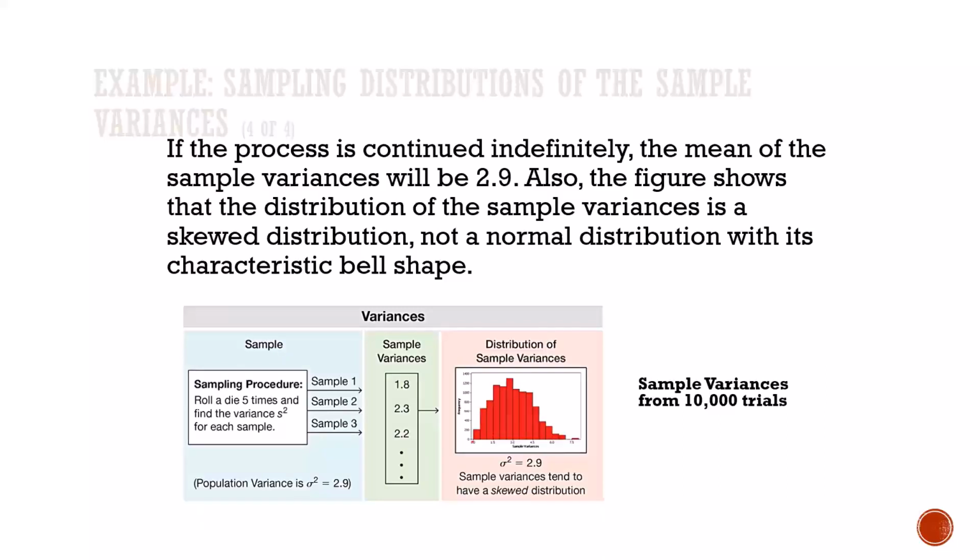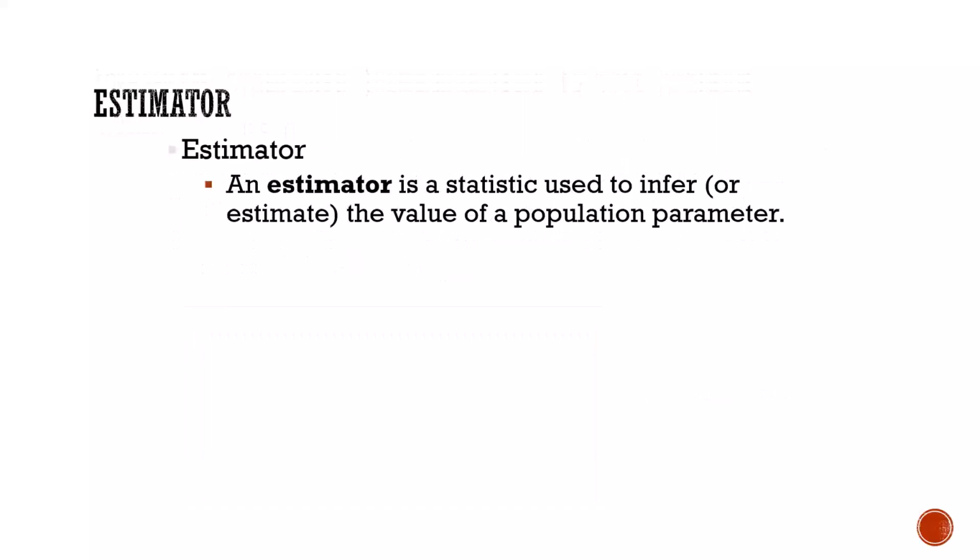So let me just point something out that you probably already know. Everything that we've done here, we use statistics to estimate parameters. So for example, I could use the proportion of a sample to estimate the proportion of the whole population. 30% of this class prefers chocolate to vanilla, so I'm going to guess 30% of the whole population does.